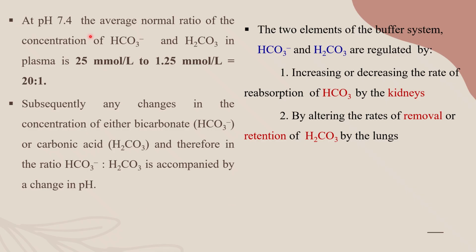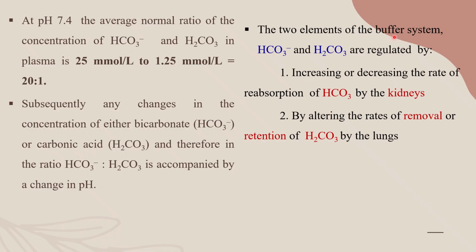Now at pH 7.4, the average normal ratio of the concentration of bicarbonate to carbonic acid in the plasma is 25 millimoles to 1.25 millimoles. So that is equal to 20:1, as I have already told you. Subsequently, any change in the concentration of either bicarbonate or carbonic acid, and therefore in the ratio of bicarbonate to carbonic acid, is accompanied by a change in pH.